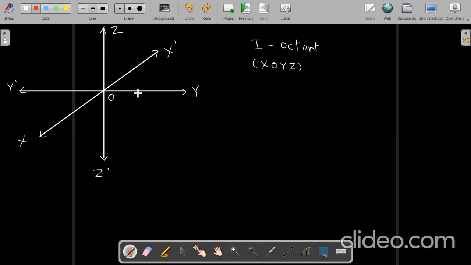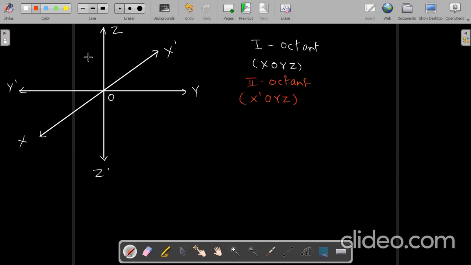Similarly, if you go backside, X will become X dash. So X dash O Y Z, backside. You can see it by length, breadth and height. The second octant will be X dash O Y Z. Means back side. Front room, back room.